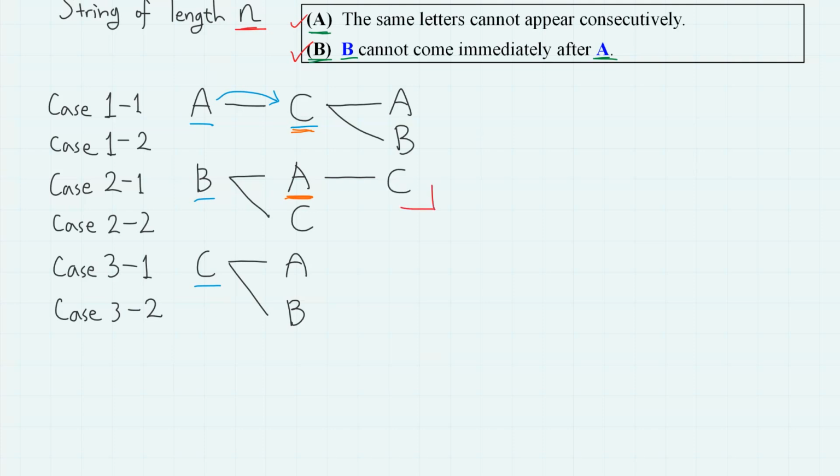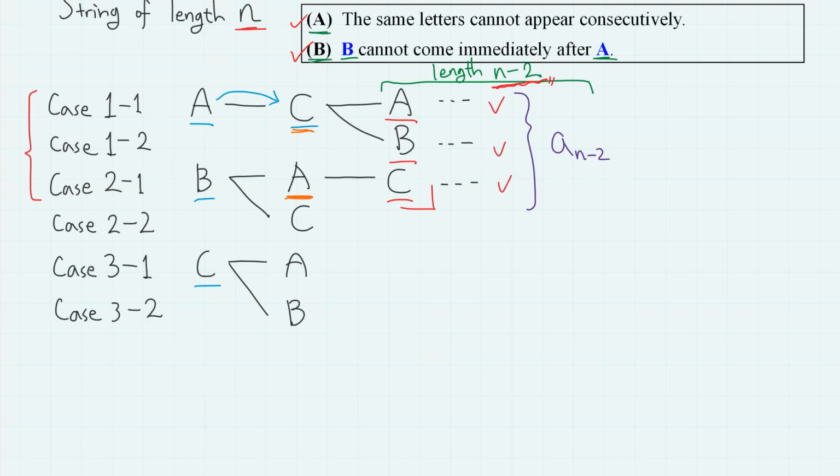And let us stop right here without proceeding any further, because we have just obtained an interesting result. If you look at cases 1-1, 1-2, and 2-1, there are A, B, and C in the third place, meaning that they consist of all possible cases for strings having length n-2. Therefore, there are a_{n-2} strings for cases 1-1, 1-2, and 2-1 combined. We don't know the exact numbers for individual cases, but they add up to a_{n-2} in total.